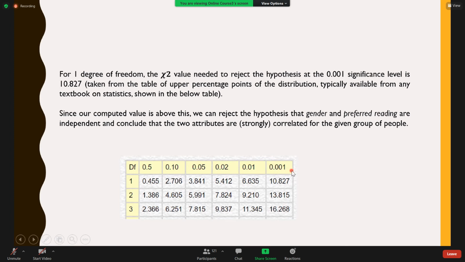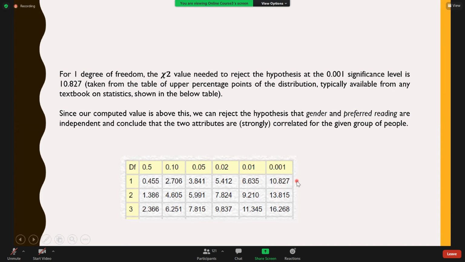For this significance level and this degree of freedom, the value given in the statistics textbook is 10.827. What is the value that we obtained? 507.93. Since our value is greater than the value mentioned here, we'll reject the hypothesis. That is the rule here: if our computed value is above the mentioned value, we reject the hypothesis.